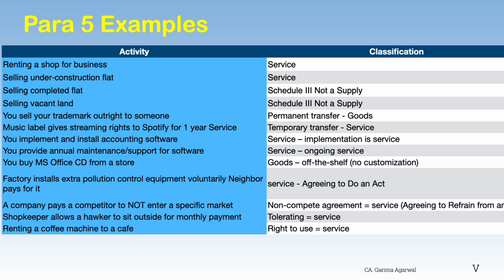You buy an MS Office CD from a store. So it's just a good. It's off the shelf. There is no customization or anything. A factory installs extra pollution control equipment voluntarily and the neighbor pays for it. Service. It is agreeing to do an act. A company pays a competitor to not enter a specific market. It's a non-compete agreement. It's again a service because it is agreeing to refrain from an act. A shopkeeper allows a hawker to sit outside for a monthly payment. It is a service for tolerating an act. Renting a coffee machine to a cafe. Again, it is a right to use, so a service.